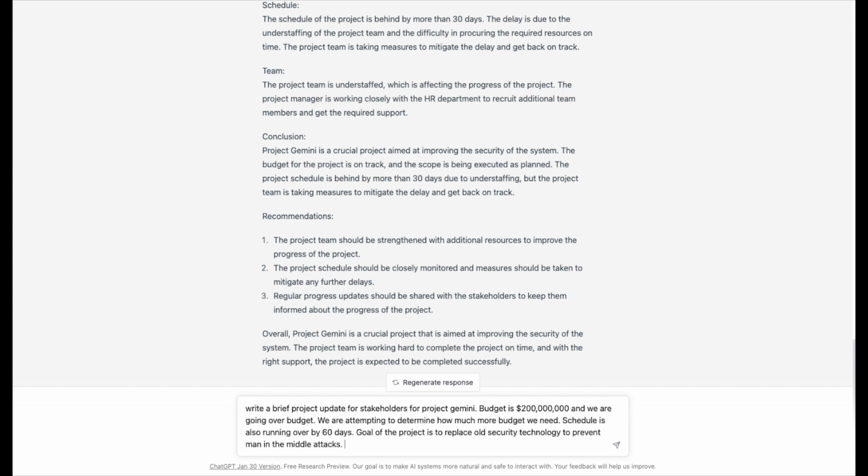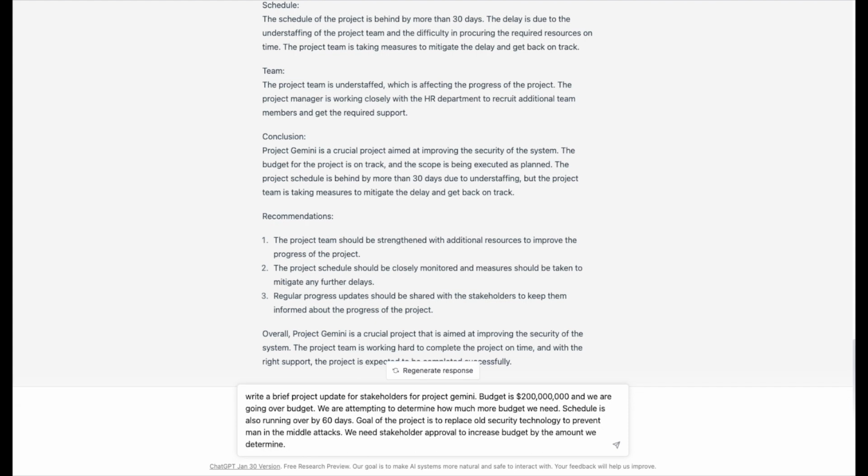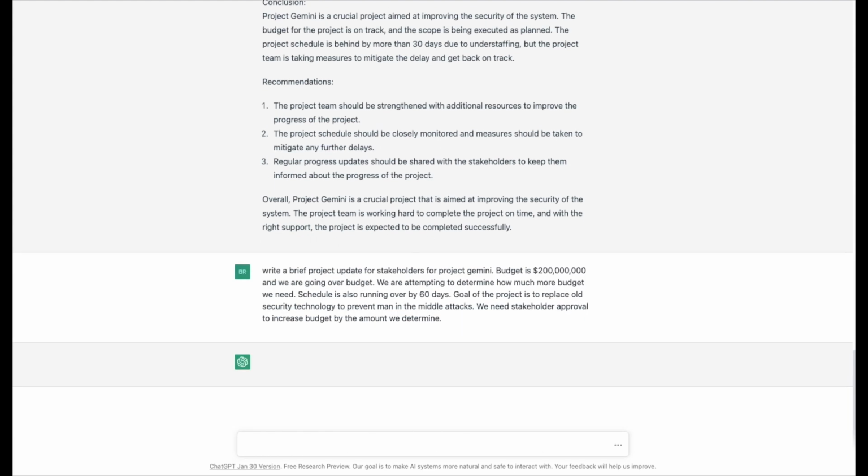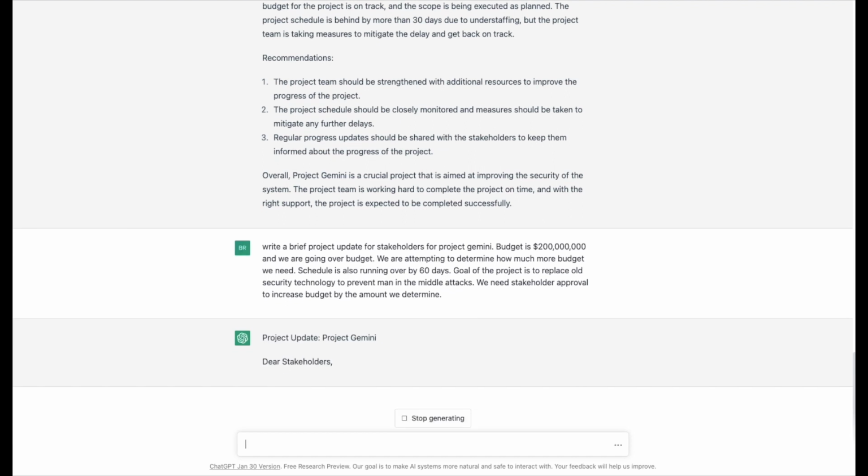What else can we say about the project? We need stakeholder approval to increase budget by the amount we determine. Okay, let's see what it does. I'm curious to see if it'll pick up on brief.